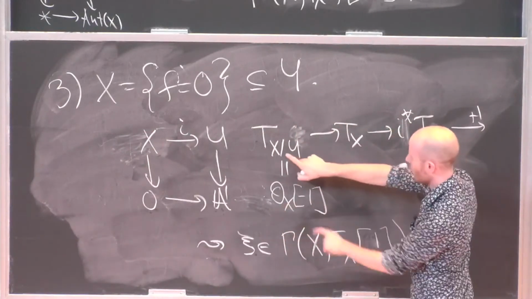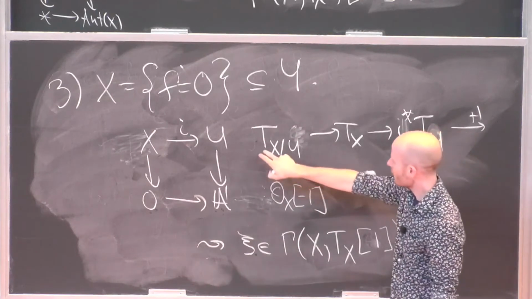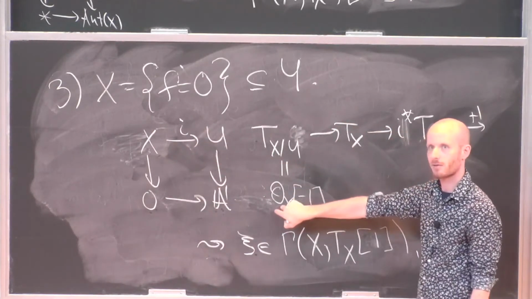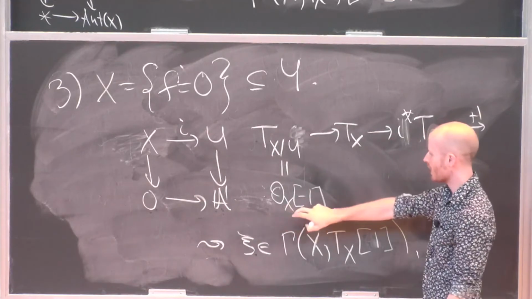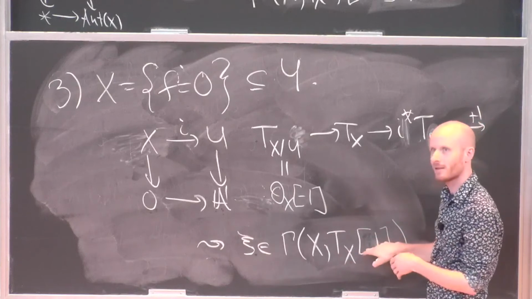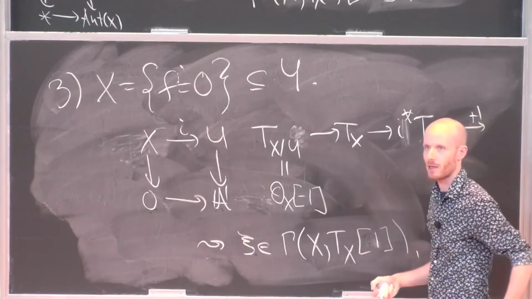So here, I started with this exact sequence. Then I said that for base change reasons with the tangent complex, it's OX shifted by -1. That's the same thing as giving a map from OX to the tangent complex shifted up by 1. And that's the same thing as a global section of this complex.